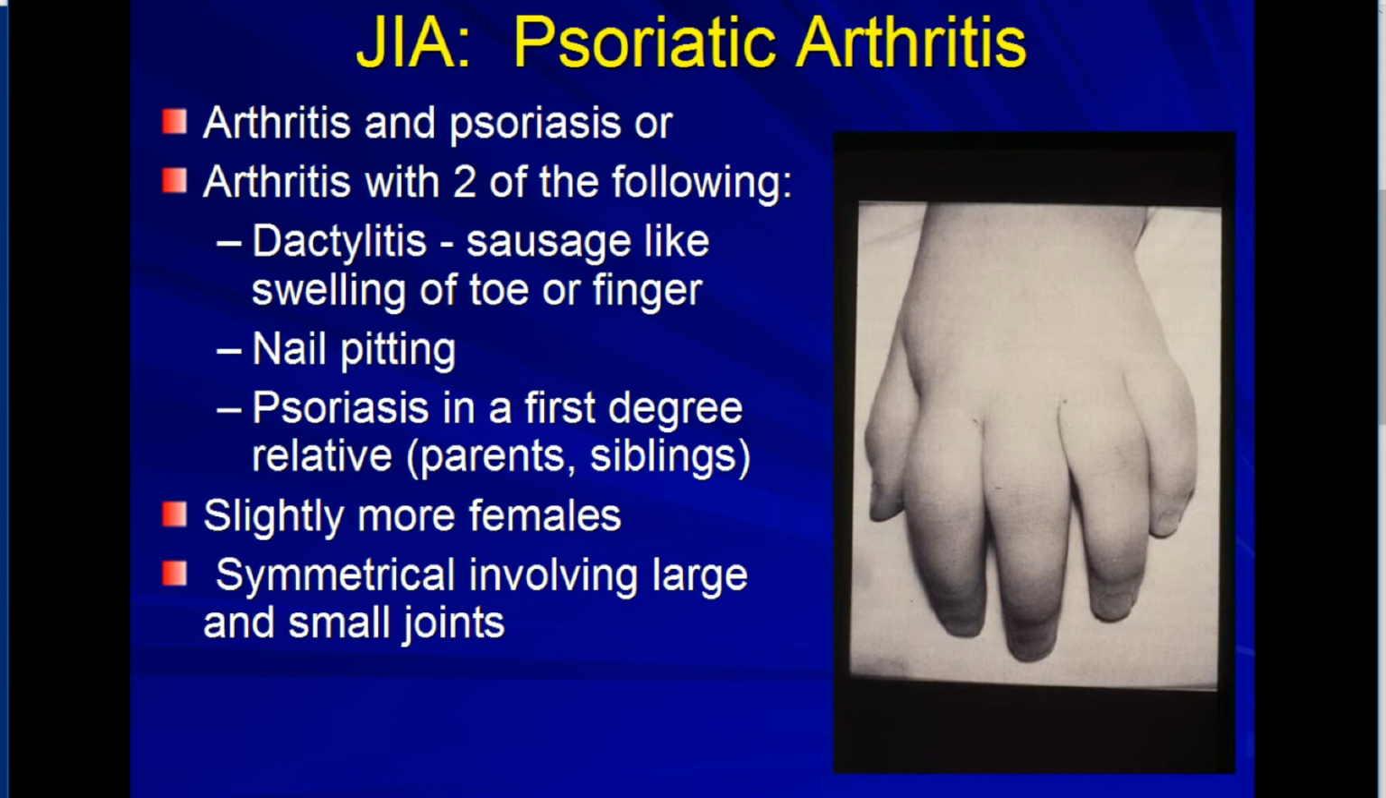Psoriatic arthritis, so it's arthritis and psoriasis, or arthritis in 2 of the following: dactylitis, which is a sausage-like swelling of either toe or finger, nail pitting, or psoriasis in a first-degree relative, slightly more female, and symmetrical involvement involving the large and small joints. So we also used to call this arthritis mutilans because of the deformity that happens in the hands. You usually have the pencil and cup deformity that happens in the fingers, and the fingers start to become shortened, and as the destruction proceeds, the phalanges basically collapse onto each other, and the fingers become shorter.